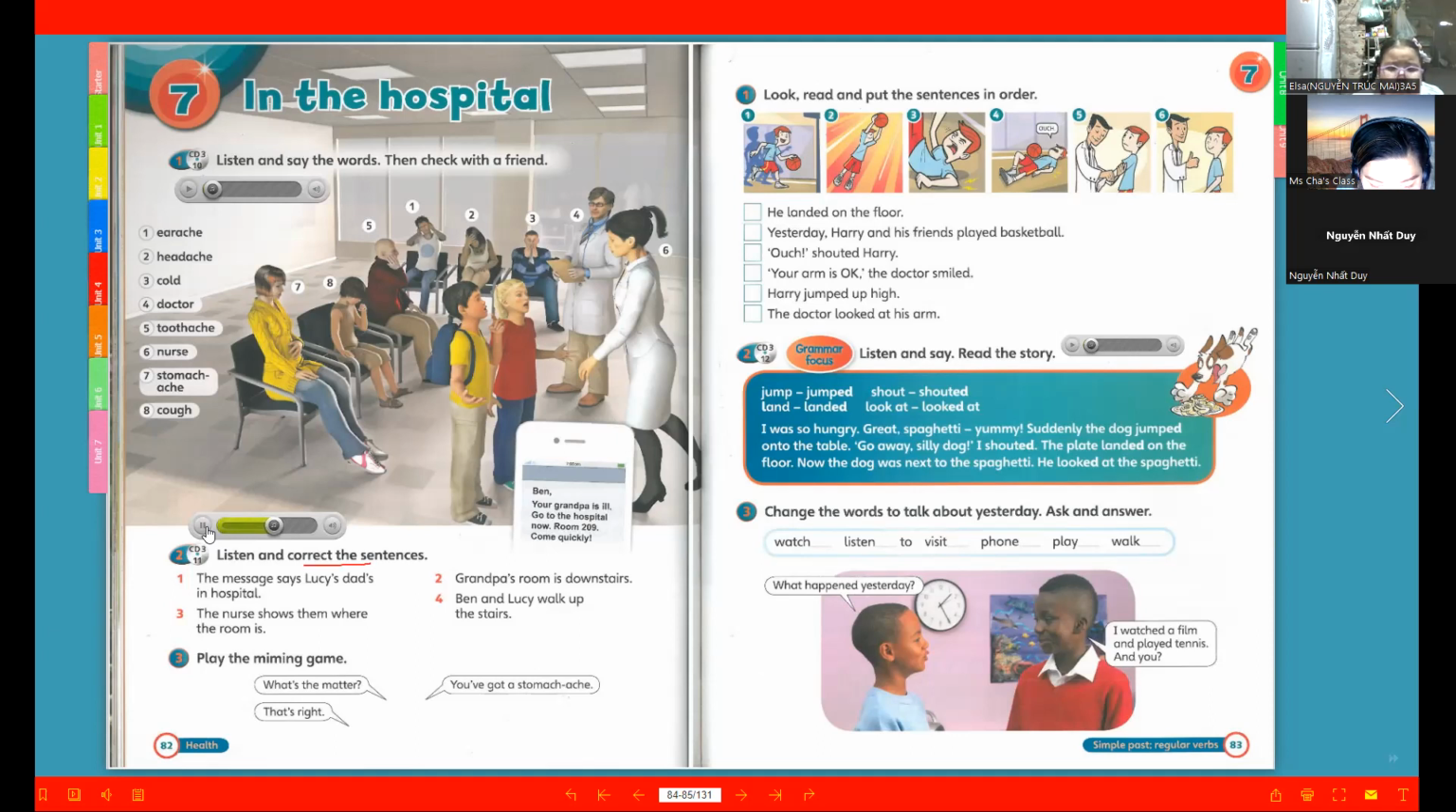Excuse me, nurse. We've got a message. It says my grandpa's in hospital. He's in room 209. 209 is upstairs. Thanks. Is there a lift? Yes, it's over there. Thanks. That's all right. I hope your grandpa gets better soon. Come with me. The room is upstairs. Thanks, Doctor. Let's take the lift.